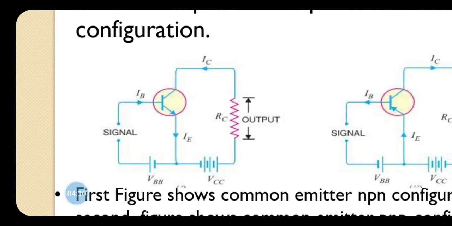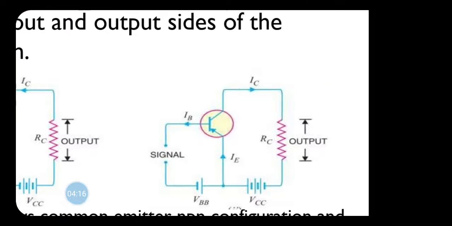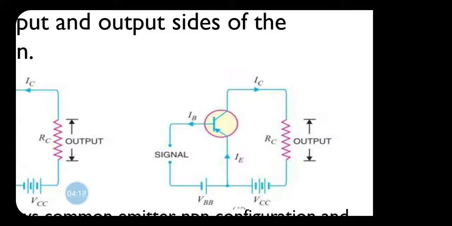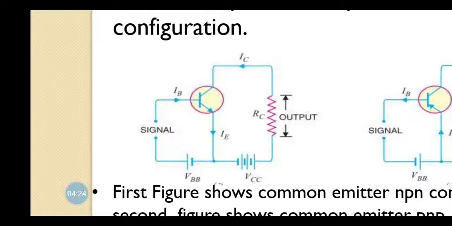In the first figure the arrow is downside towards the emitter, so this is an NPN transistor. In the second figure you can see the arrow is upside, and therefore it is a PNP transistor, but we will be concentrating more on the NPN transistor. Just check out, the input terminal is base, the output terminal is collector, and the emitter is the common terminal.